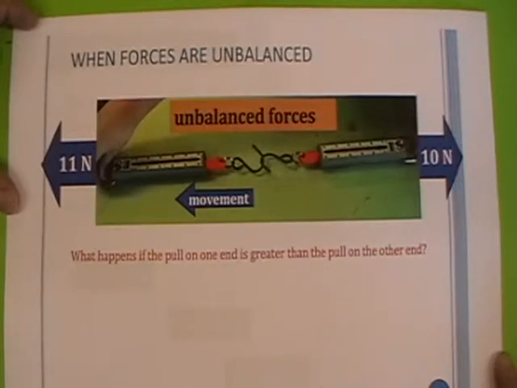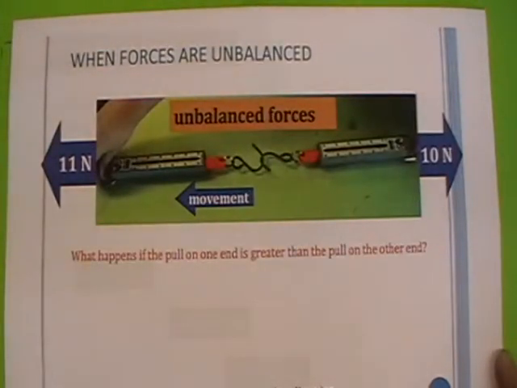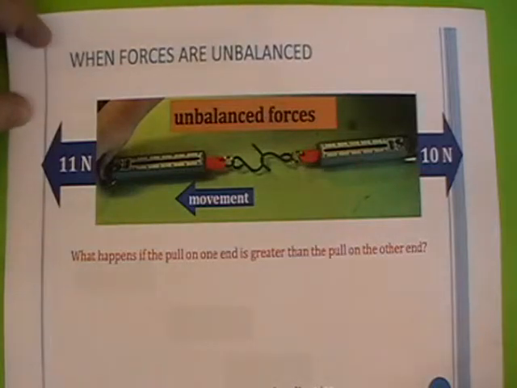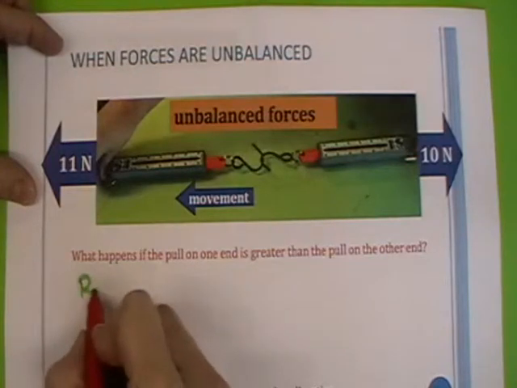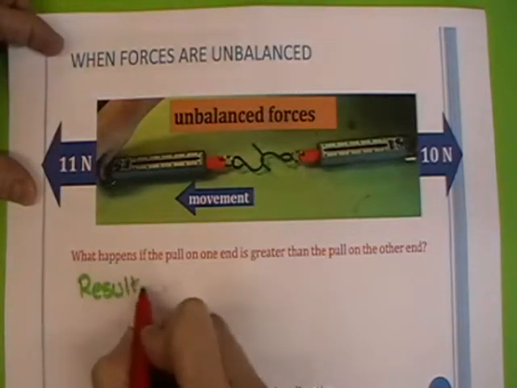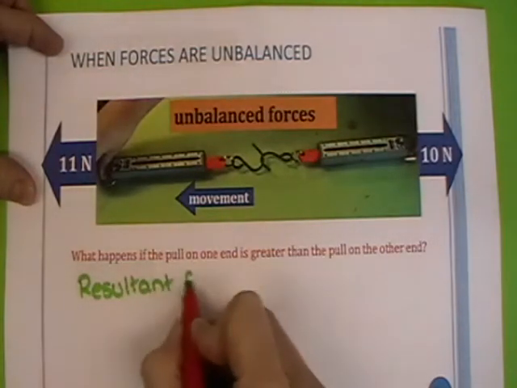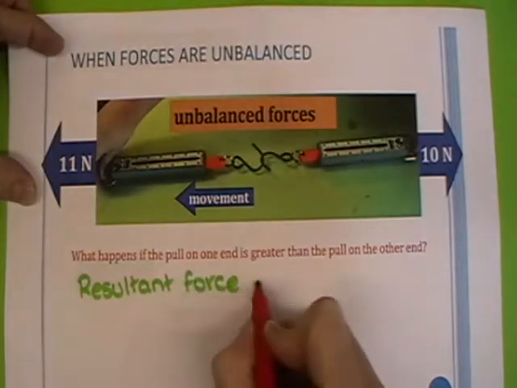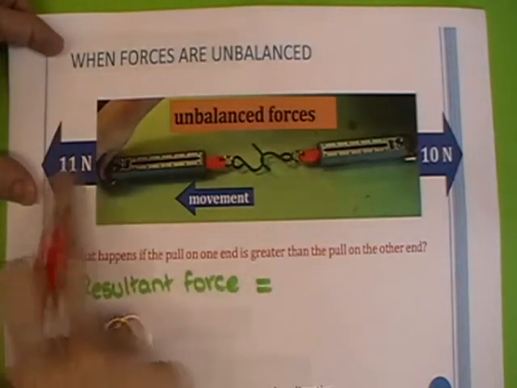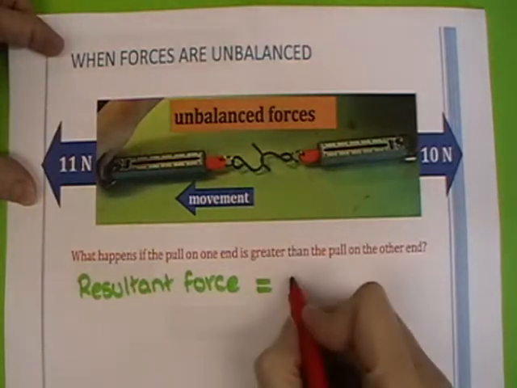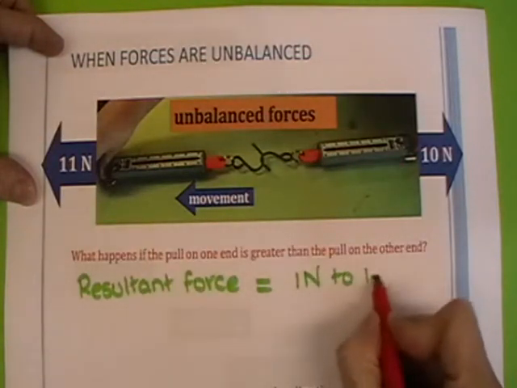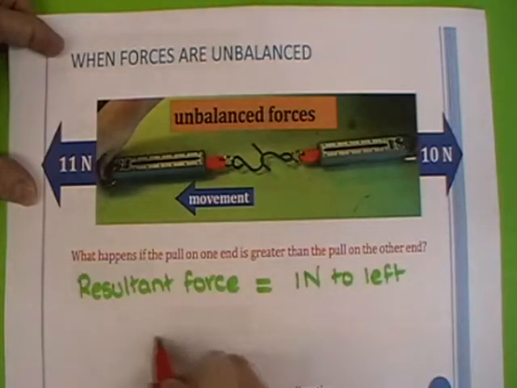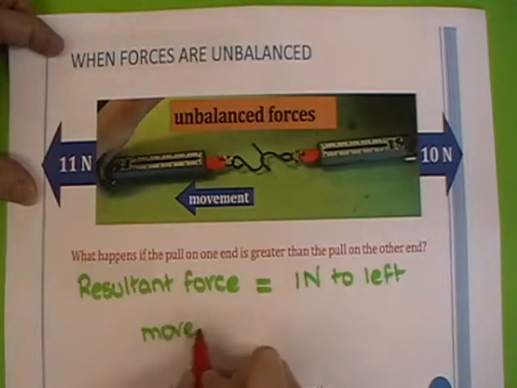When the forces are unbalanced, if you have 11 newtons to the left and 10 newtons to the right, what happens if the pull on one end is greater than the pull on the other? Then there's a resultant force, and in this case we'll calculate it: it's equal to 11 in this direction, 10 in this direction. It must be an overall force of 1 newton to the left, and it's going to move to the left.